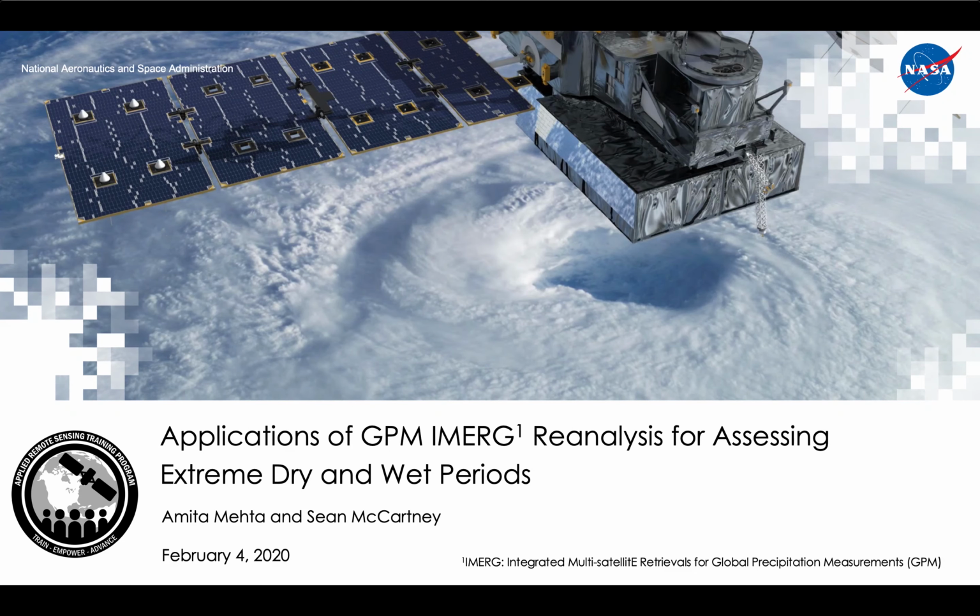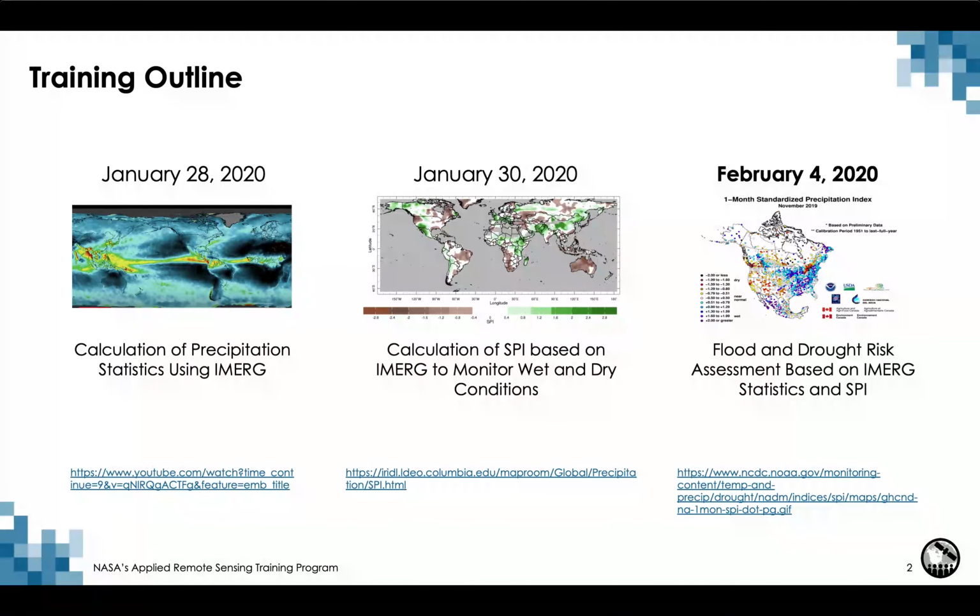Welcome back to this last session of the webinar on applications of GPM IMERG reanalysis for assessing extreme dry and wet periods. In the first two sessions, we saw how to access and download IMERG data using different websites, and we also learned how to calculate precipitation statistics, particularly precipitation anomalies. We saw that in session 1, and in session 2, Sean McCartney demonstrated how to calculate the standardized precipitation index based on IMERG.